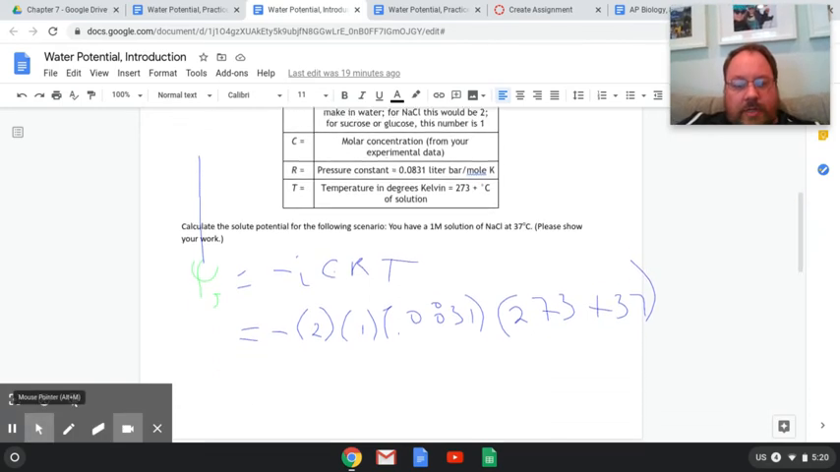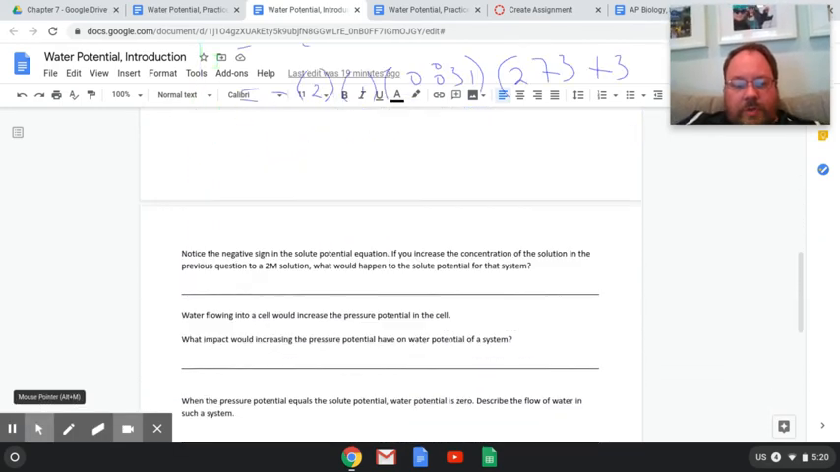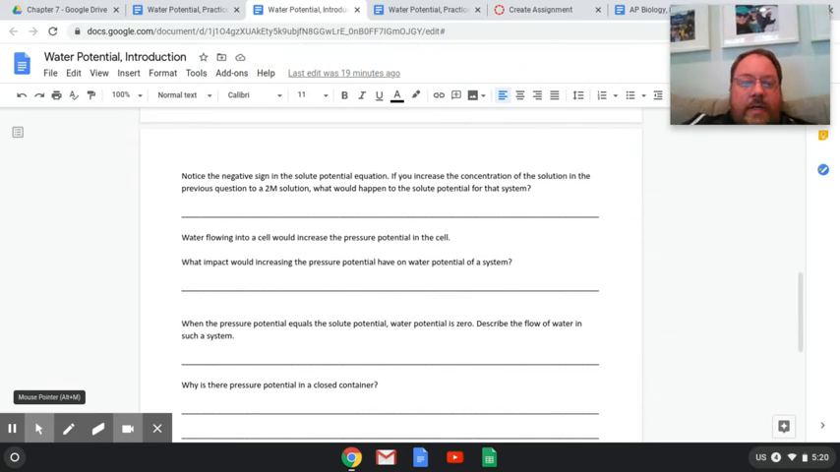Okay, so now let me try and move the document along here. It says, notice the negative sign in the solute potential equation. If you increase the concentration of solution in the previous question to 2 molar, what would happen to the solute potential? So if we go from 1 molar to 2 molar, what did we say it was? Minus 51.5. If it was negative 51.5, then the value would be, what, minus 103 bars.